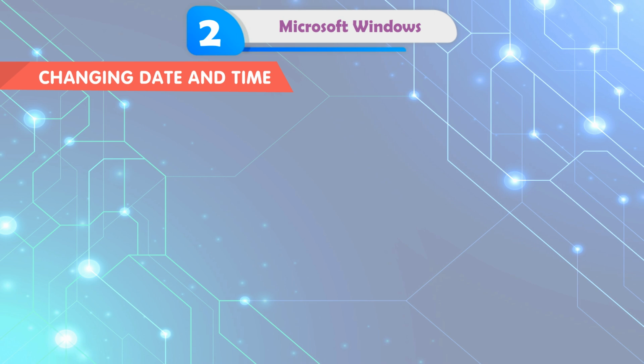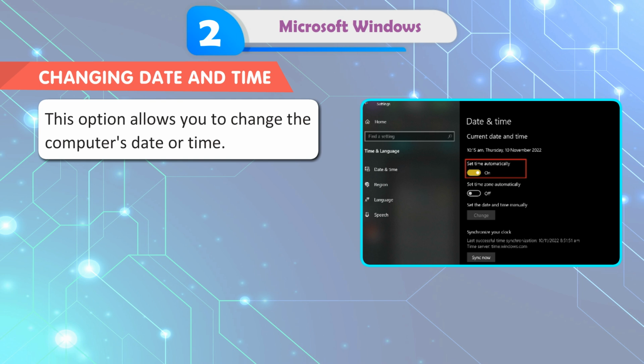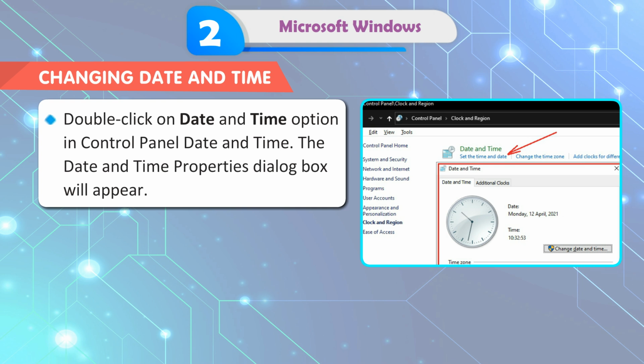Changing date and time. The taskbar of Windows 10 contains the system tray that shows the current date and time. This option allows you to change the computer's date or time. Double-click on Date and Time option in Control Panel. The Date and Time Properties dialog box will appear.